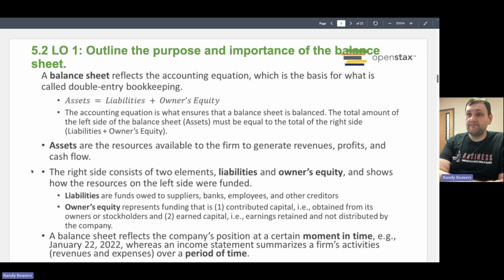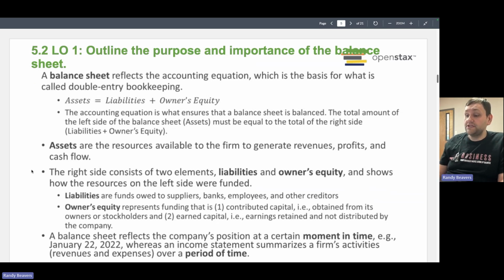So liabilities are going to be funds owed to suppliers, banks, employees, and other creditors. Owner's equity is the residual interest, or assets minus liabilities piece. And this comes from funding that's provided by contributed capital, which means it's obtained from owners or stockholders, or earned capital, where we retain earnings. We keep money that we've already made and we just use it for the next period, or it's not distributed by the company.